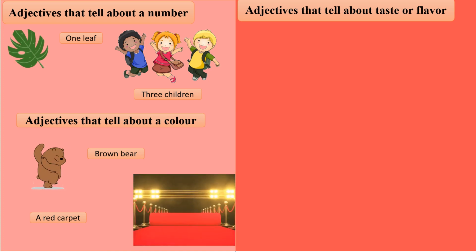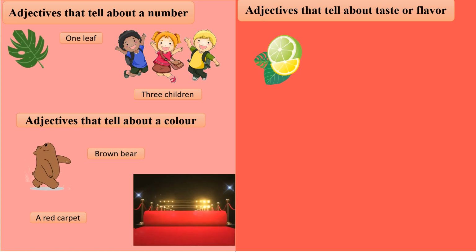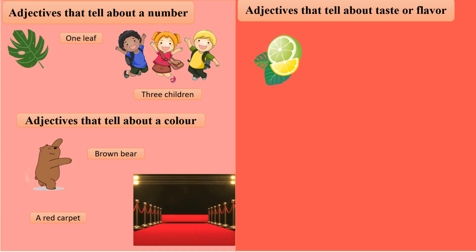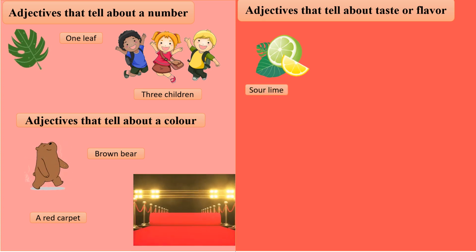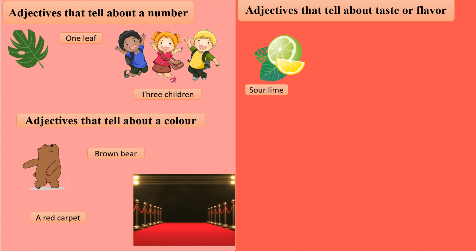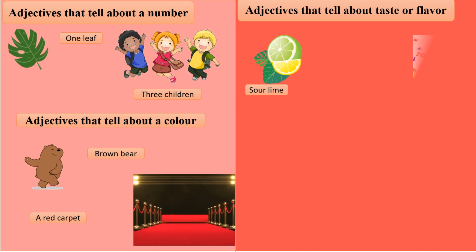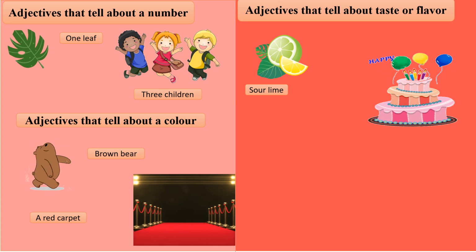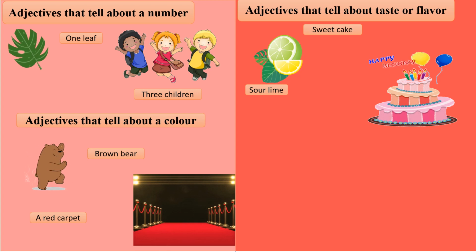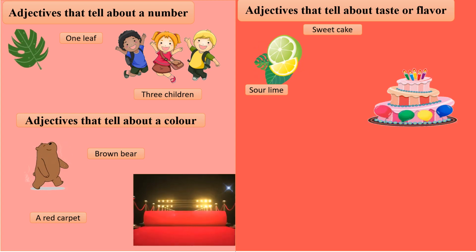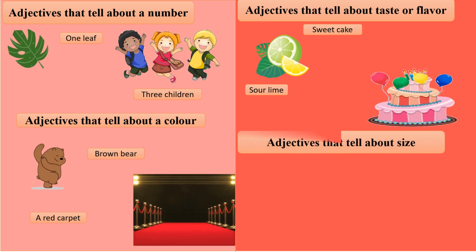Adjective that tells us about taste or flavor. Lime. Oh, you all must have tasted a lime. What is the taste? It's sour lime. So adjective that describes the taste and flavor of a thing. Cake, sweet, yummy, tasty cake. So remember boys, an adjective also describes the taste of a thing.